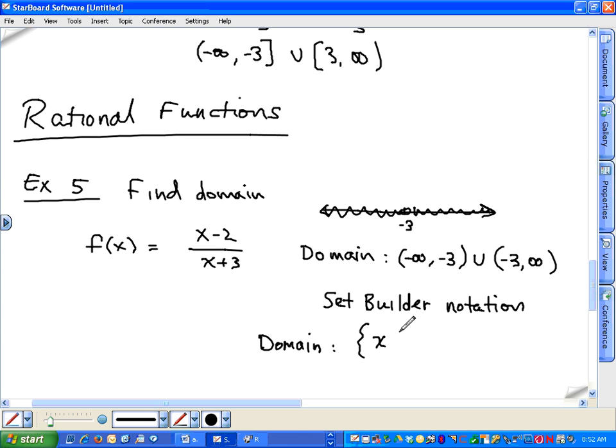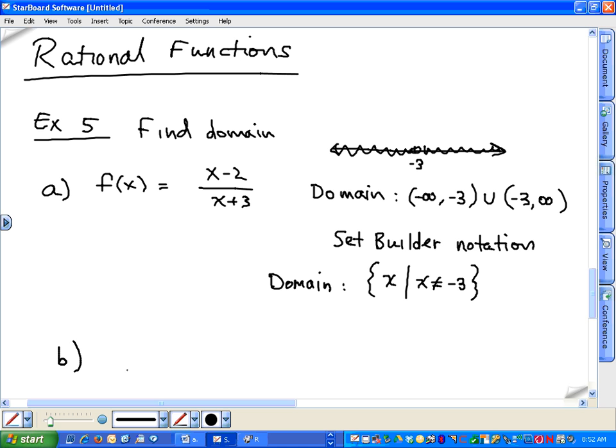So all values of x, then now draw a vertical bar. This means such that. So the domain is all values of x such that, and now state your exclusion. What can't x equal? So you'd say all values of x such that x does not equal -3. This is called set builder notation. If you were to read this out loud to somebody, you would say all values of x, and what does this bar mean? Such that x cannot equal -3. So set builder notation works well if you only have a few excluded values. Okay?